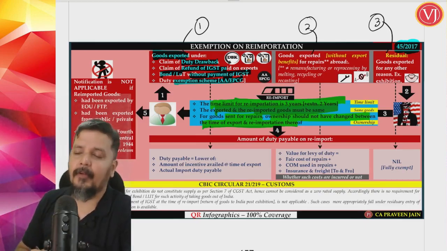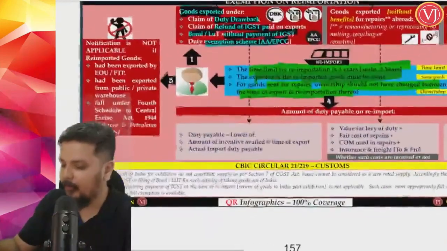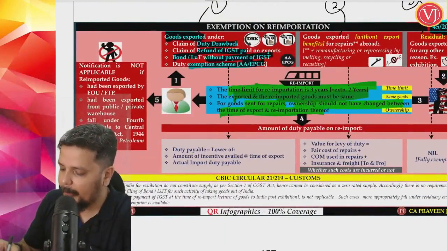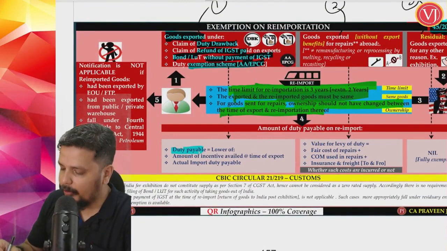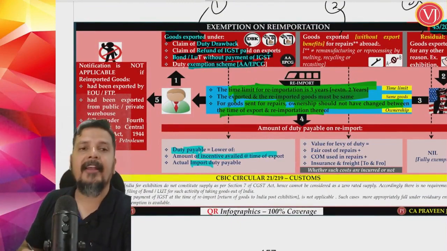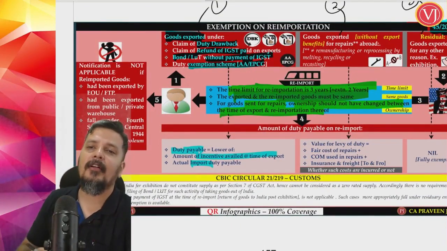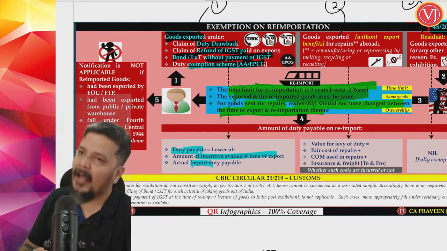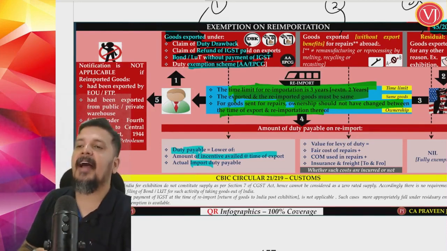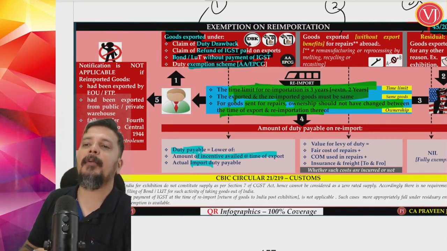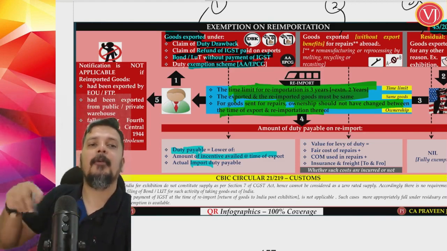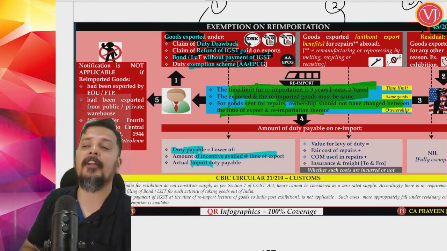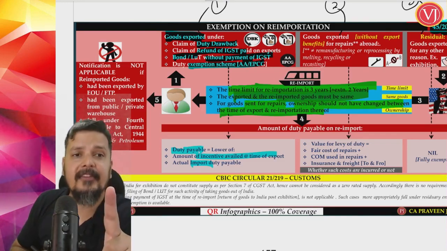What is the benefit for the first situation? Let us first focus only on the first situation. You are required to pay a duty which is the lower of the actual import duty or the export benefit that you took at the time of export. If the actual import duty is 1 lakh and the export benefit you took at the time of export is 80,000, how much will you pay? 80,000. If the actual import duty is 1 lakh and the export benefit that you took at the time of export is 1,20,000, how much will you pay? 1 lakh, whichever is lower.